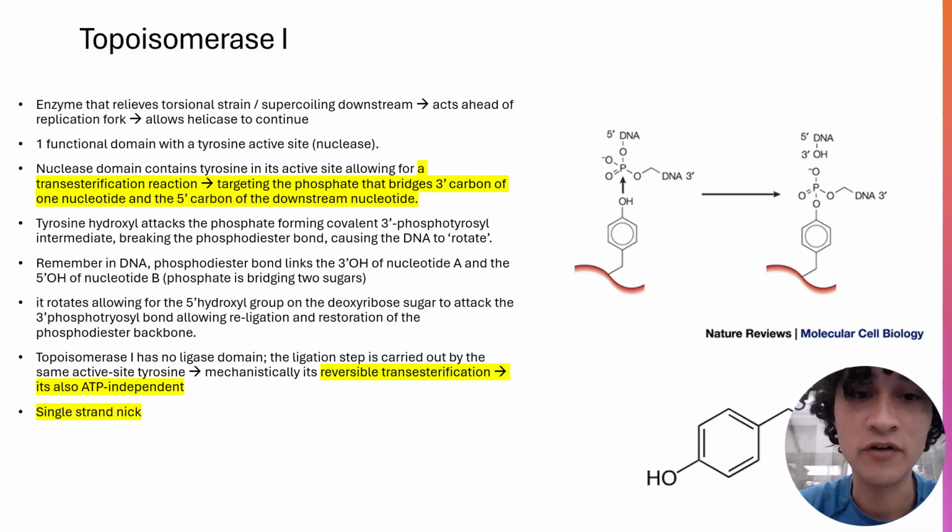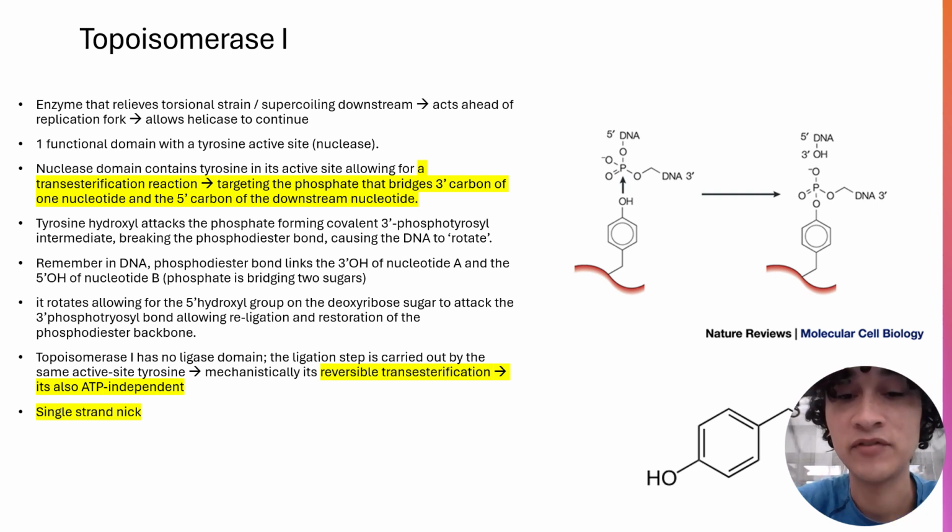Topoisomerase type 1 itself only has one functional domain, so one nuclease domain, and in its active site it contains the amino acid tyrosine. Tyrosine in its R group, as a lot of people should be familiar with, contains what's called a phenol ring, so it's got that hydroxyl group. I'll go over amino acids in a few videos' time, but for now all you need to know is that phenol ring allows for a transesterification reaction between the phosphate backbone and the enzyme itself.